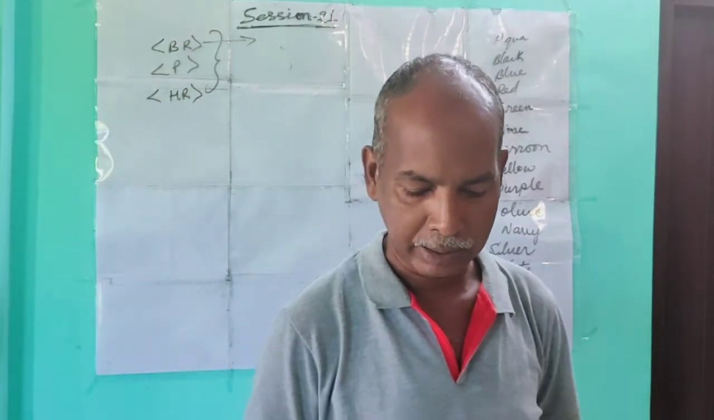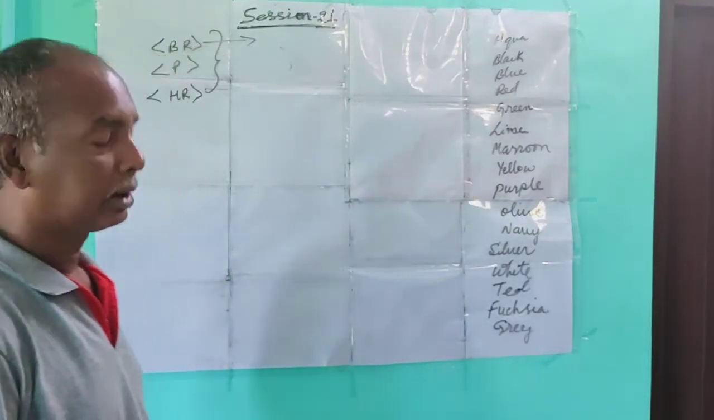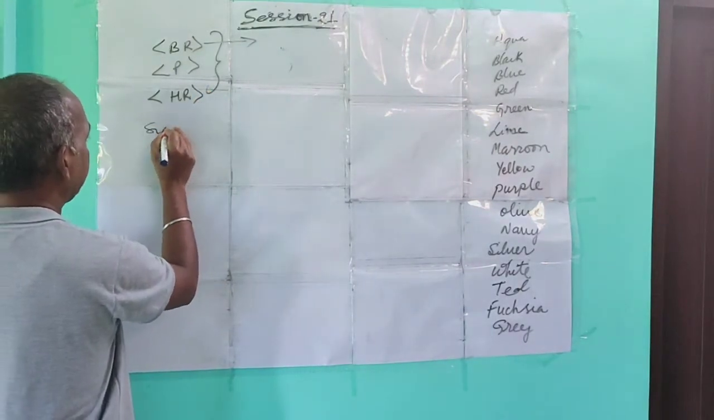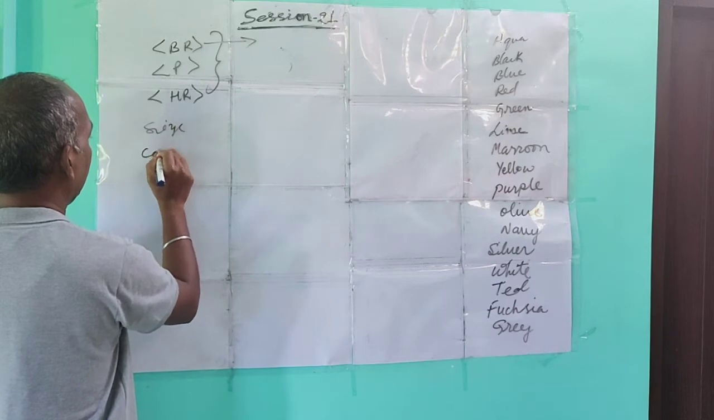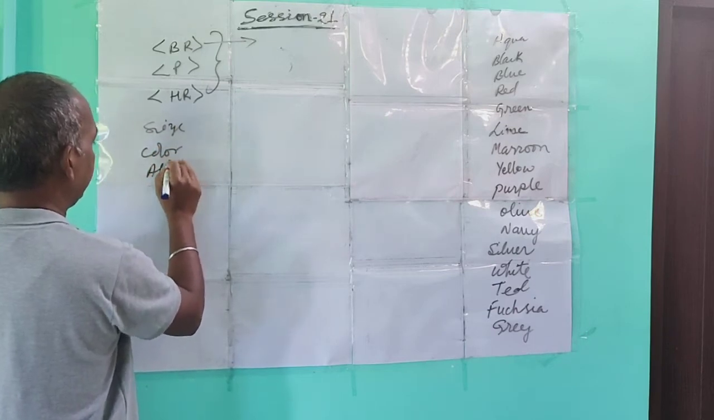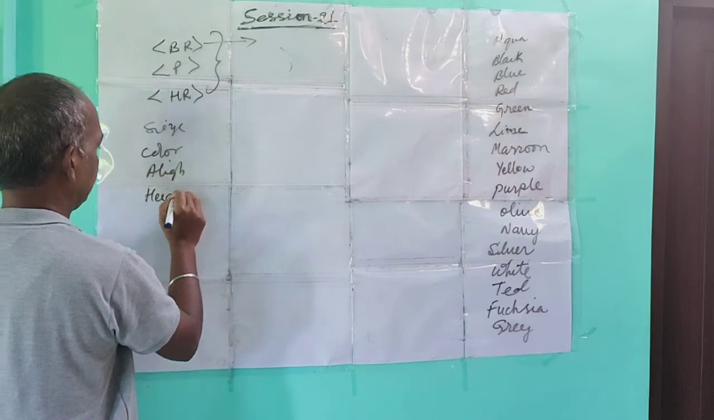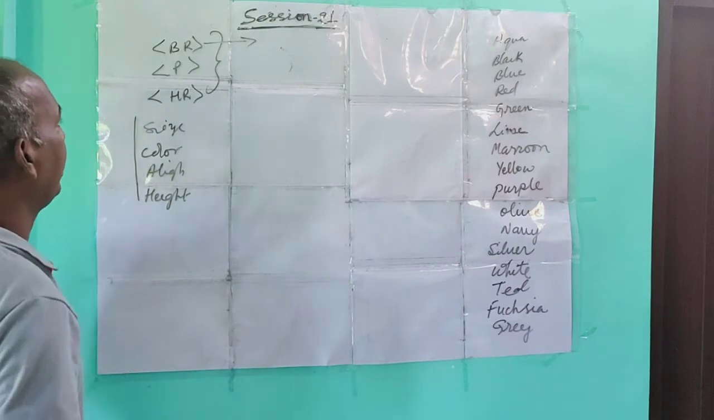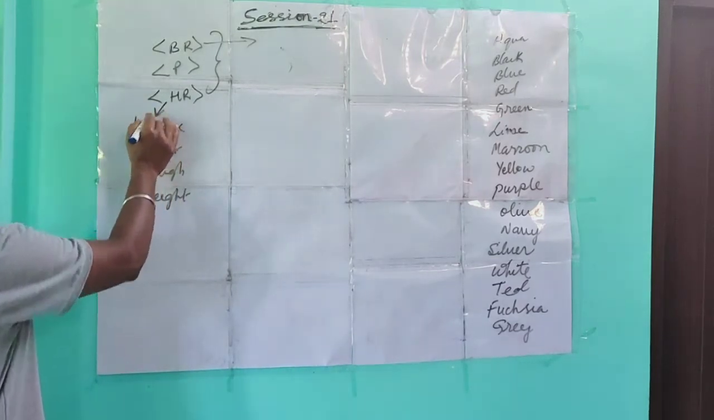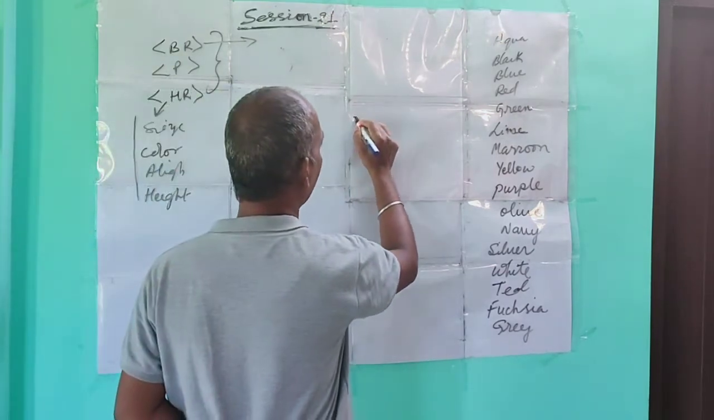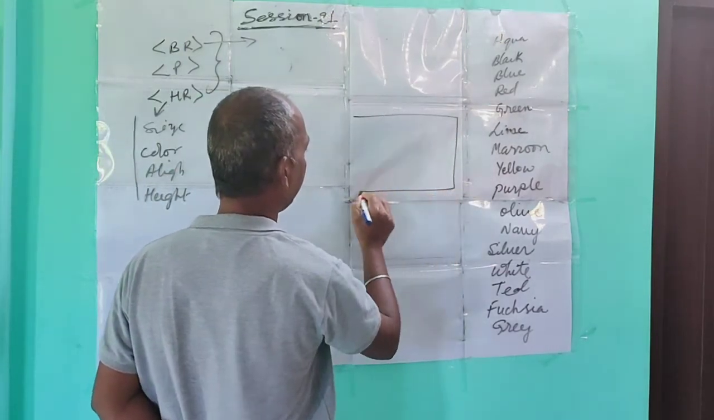The attributes of HR are size, color, align, then height. Okay. So these 4 are the attributes of the HR tag. HR tag means to draw a horizontal line in your document.